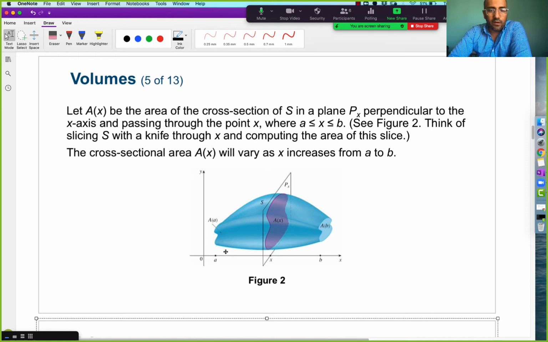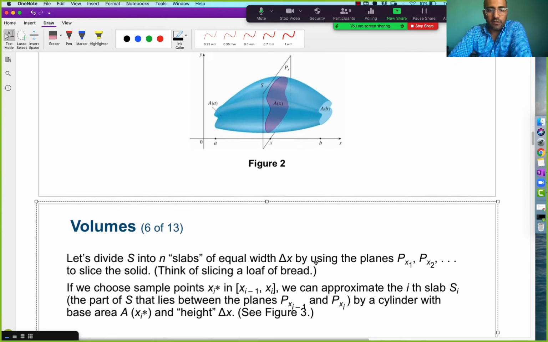Here we have, let A of x be the area of the cross section of S. So this purple thing is A of x. It's the area of this purple thing written as a function of x along the x-axis. Good. So think of a knife cutting through a slice.